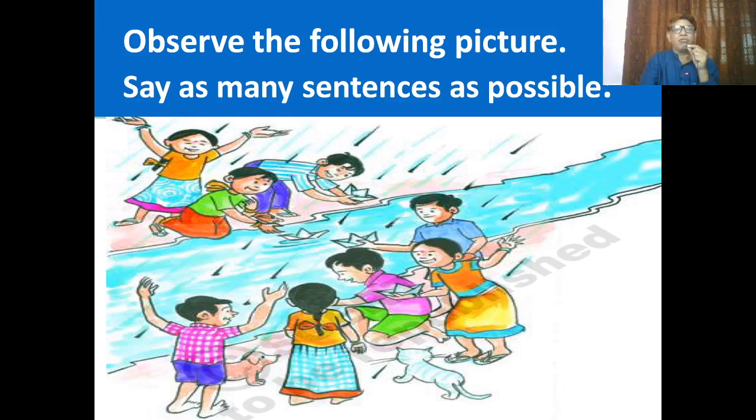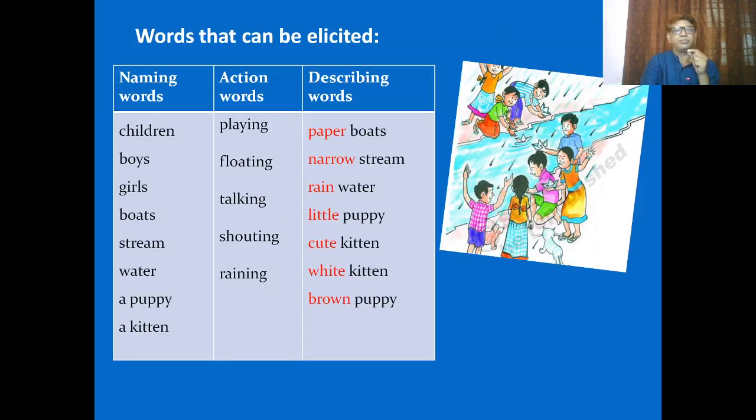So let us see what words can we elicit by using this picture. So this is the list of the words that we can elicit. So in this way, if we divide the words that we elicit under different categories like naming words, action words, describing words, we can encourage the children to frame sentences either by using a naming word or an action word or a describing word, or sometimes we can encourage the children to frame sentences by clubbing a naming word and an action word. See, from this table, you take one example.